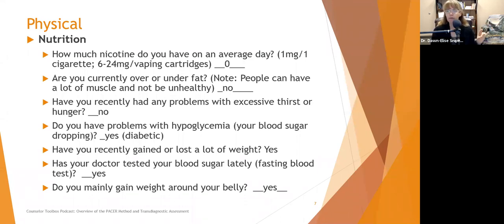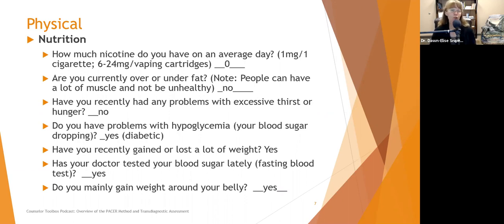Do you have problems with hypoglycemia? He says yes, he's diabetic. If he doesn't eat frequently, he has hypoglycemic episodes, but he's aware of that and attending to it. He has recently lost a lot of weight. That's one of those depression screening questions, but there are a lot of things that can cause sudden weight loss. For him, it was intentional. Not going to be worried about that. His doctor has tested his blood sugar lately, his fasting blood sugar, and it is as expected for him.